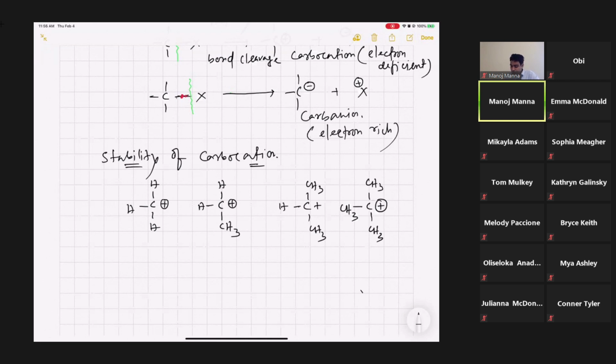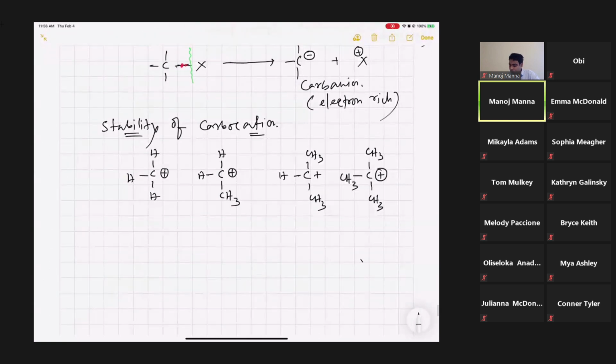And now I want to name them. What is the degree? This one we call a 3 degree carbocation or tertiary, because the carbon bearing the positive charge is connected with 3 carbons. Here we call it a 2 degree carbocation, because the carbon bearing the positive charge is connected with 2 carbons, and here the carbon bearing the positive charge is connected with 1 carbon. So this is 1 degree. That means we learned 1 degree, 2 degree, 3 degree hydrogens or carbons, and now we also learn 1 degree, 2 degree carbocations.